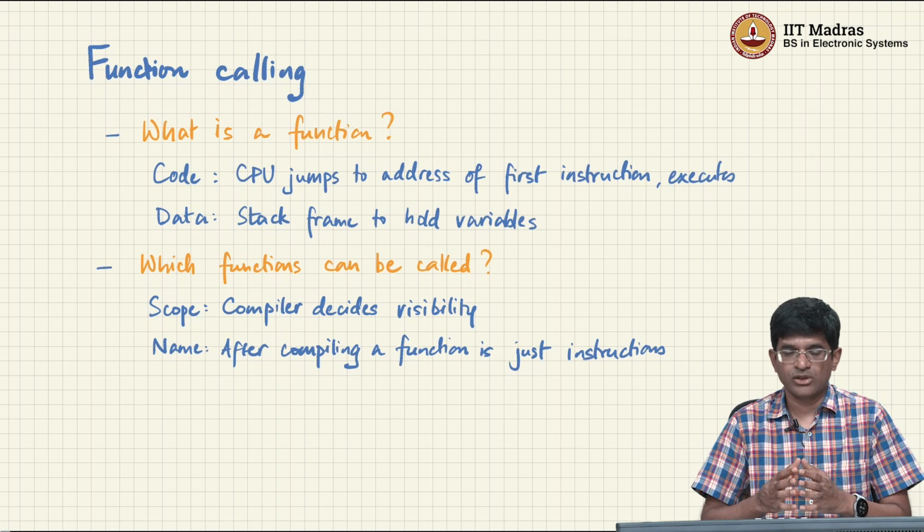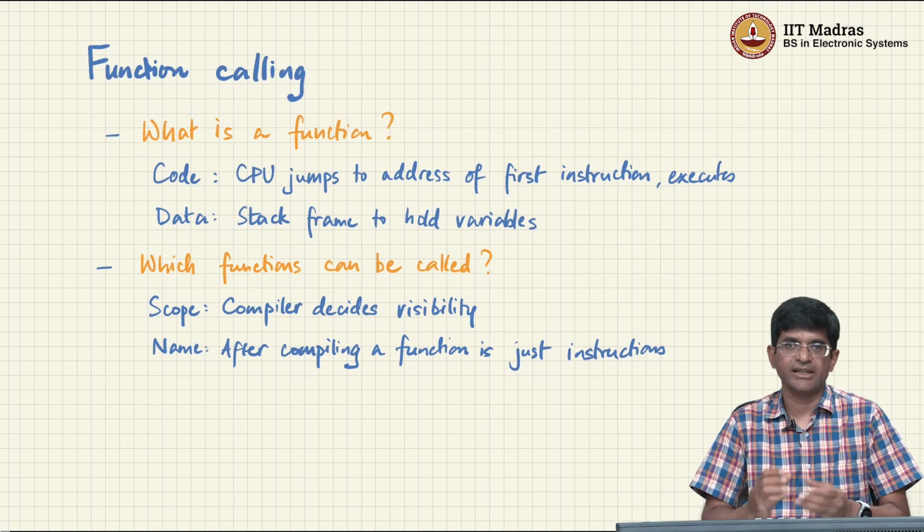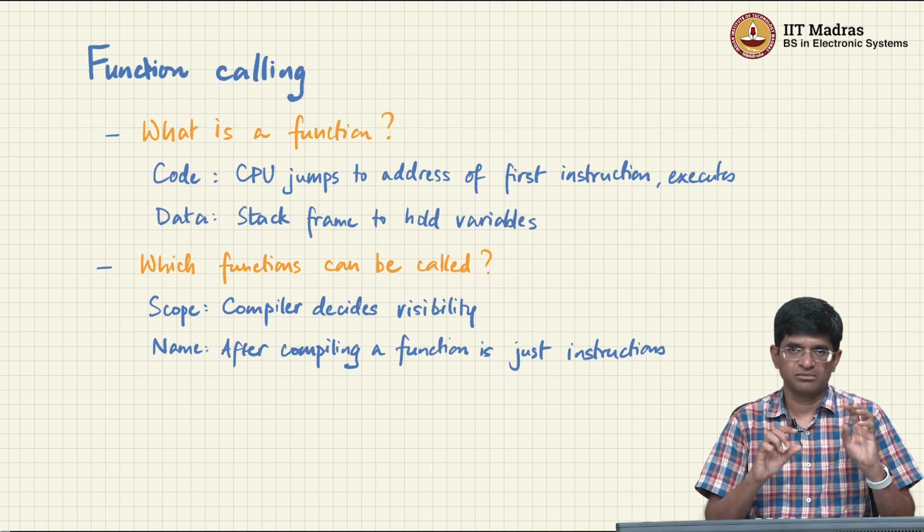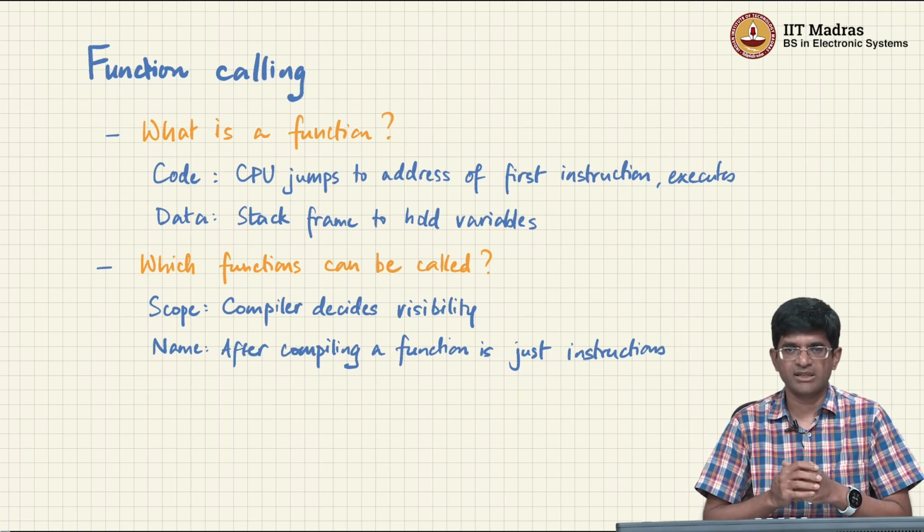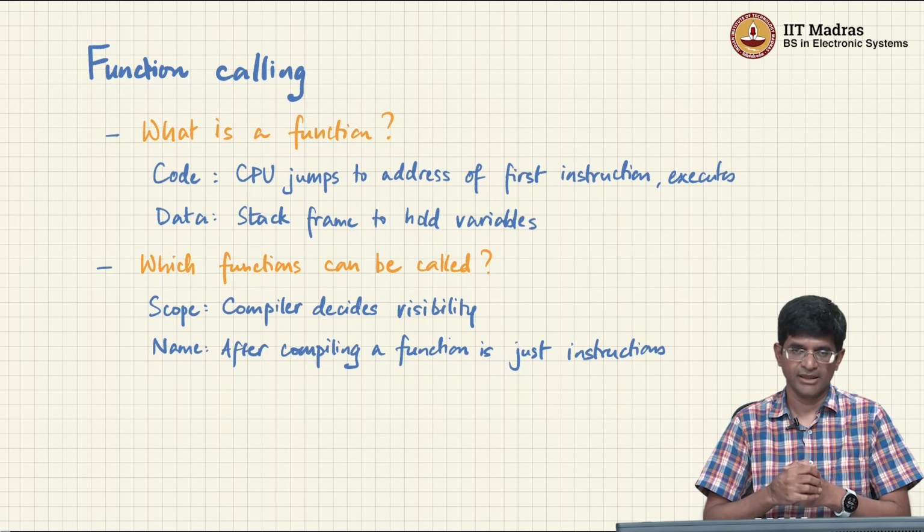And of course, we also have a stack frame, that is the data, which holds variables that are being used by the function. We also have certain conventions that tell us which functions can be called by another function. And as we saw, the main thing that is required is, as long as I have seen the declaration of a function at some point, I can call that function. Just the name, the return type and the input arguments are what I need in order to understand the declaration of a function.